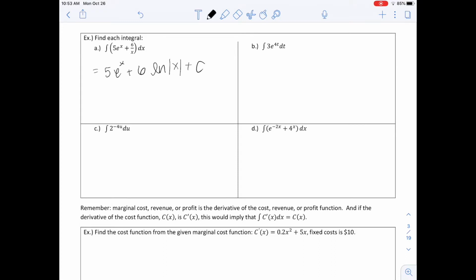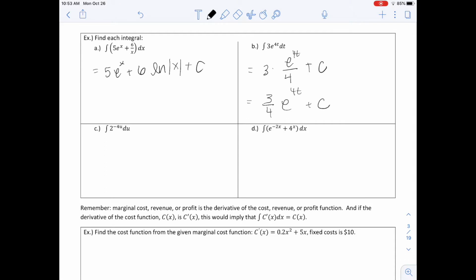The next integral that we have, part B, is the integral of 3e to the 4t dt. Since 3 is just a constant, I will leave that there. Integrating e to the 4t, it's going to be e to the 4t divided by 4 plus our constant c. You can, if you would like, just rewrite this as 3 over 4 e to the 4t plus c. It's the same thing, you can't really simplify it.